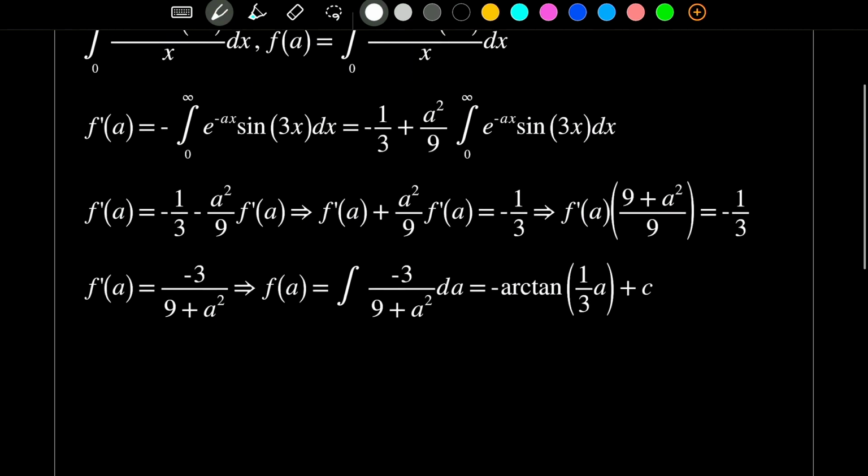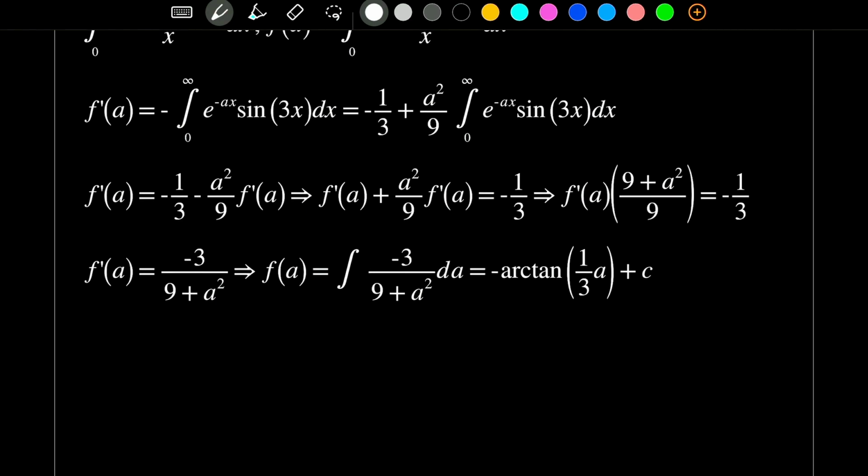We're going to take a limit. We're going to take the limit of our function as a goes to infinity. So the limit of f of a. Now, what's that going to equal? First of all, let's consider our expression here. When arctan goes to infinity, we get pi over 2, but in this case, we're going to get minus pi over 2 plus c.